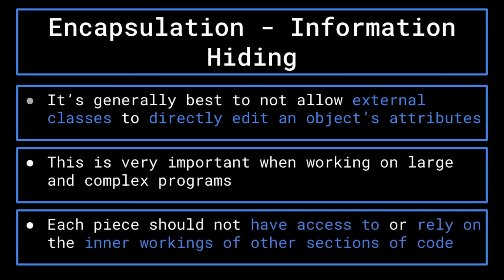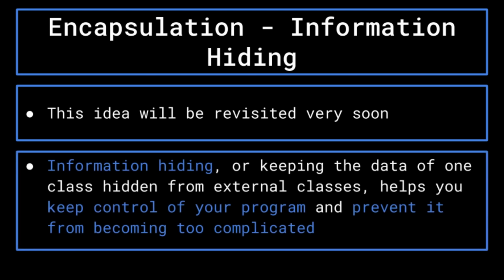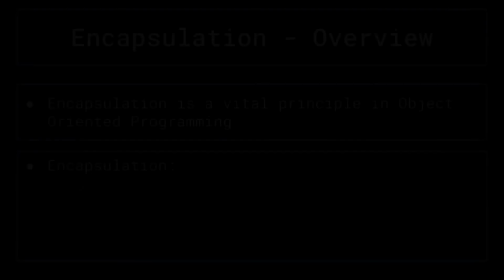In this way, preventing each piece of your code from referencing and requiring knowledge of the inner workings of each other section of code is very important to keep your program from becoming completely entangled in itself. This is an idea we will touch upon in future sections to come, but for now it's best to understand that information hiding, that is, keeping one class from being able to directly access the data of another class, is important to keep control of your program and reducing its overall complexity.